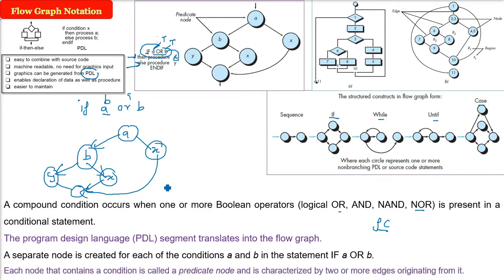Each node that contains a condition is called a predicate node, and it is characterized by two or more edges originating from it. Any node from which two or more edges are coming out will be a predicate node.